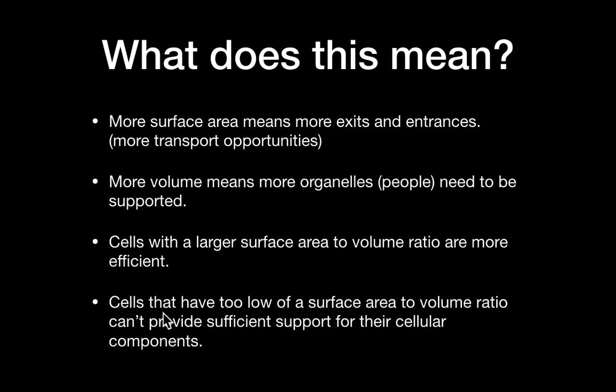Okay, and so cells that have too low of a surface area to volume ratio are not going to be able to do these things. They're not going to be able to support their internal structures, not going to be able to produce as much energy or hormones or whatever that particular cell's job is, because of the lack of cellular membrane structure, the lack of the ability to move these things into or out of the cell.